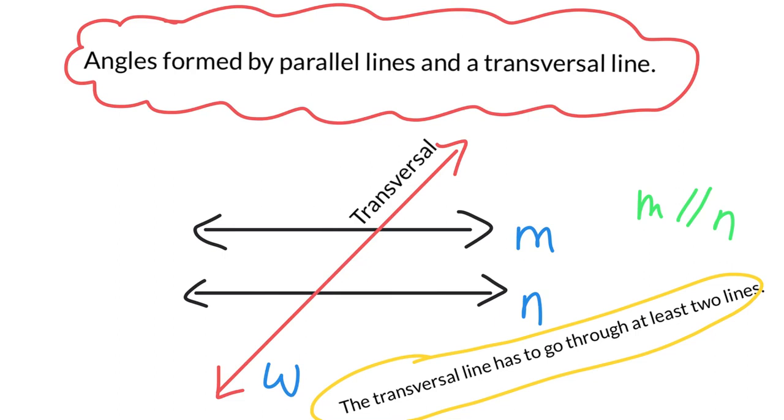Okay, this is about angles that are formed by parallel lines and a transversal. M and N are parallel. They're parallel lines. And by the way, we can write it like this. This means parallel, the symbol right here. And this is a transversal. A transversal line has to go through at least two lines.